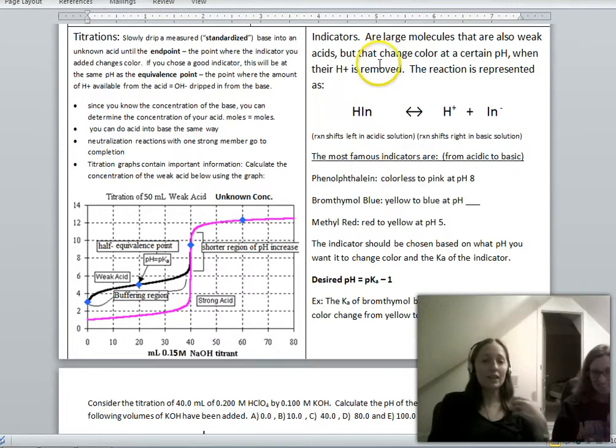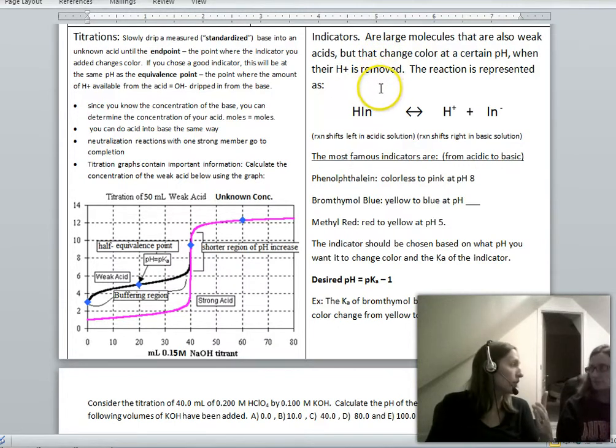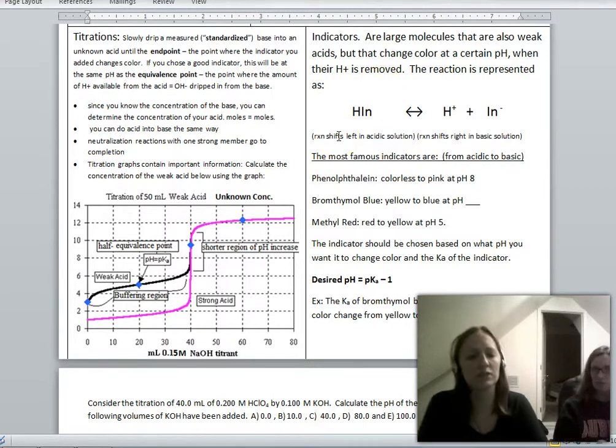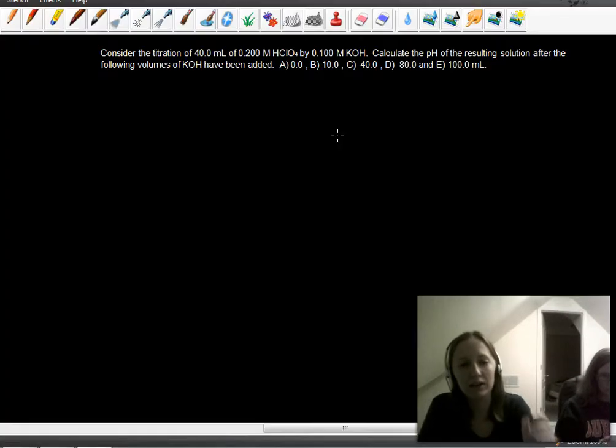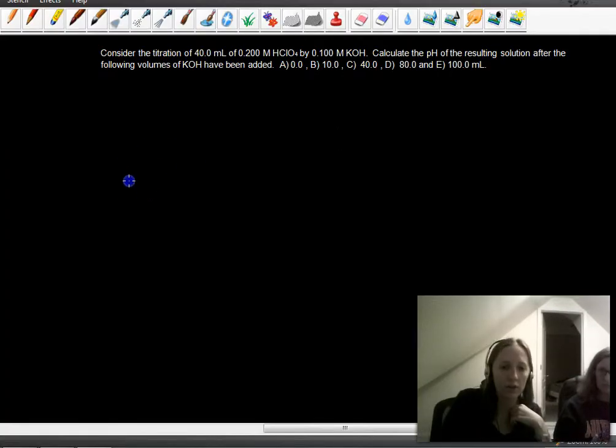So indicators in general are weak acids. They're really large, complicated, organic weak acids. And I haven't mentioned this, but any acid that is an organic acid, you'll be able to see that it's an organic acid because it's got a bunch of carbons and all that stuff in it. It tends to have carbon.